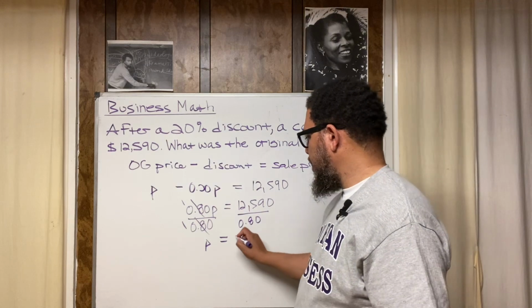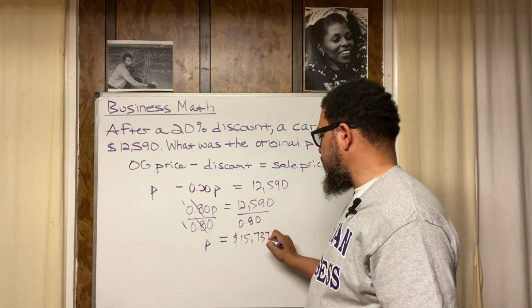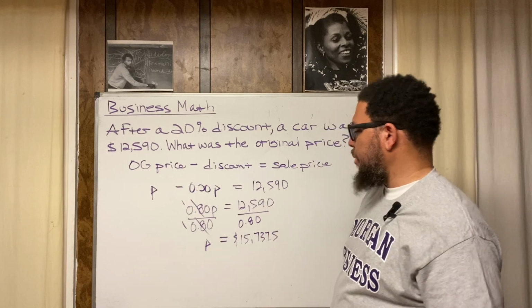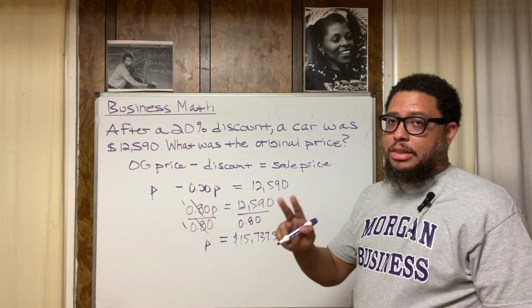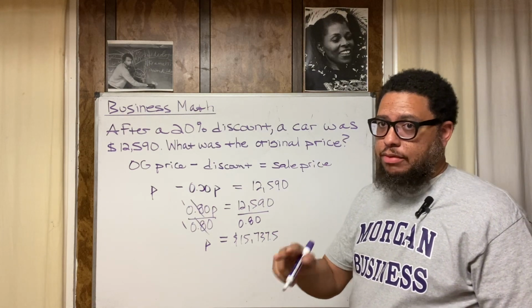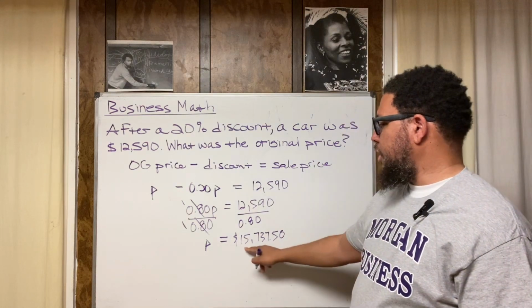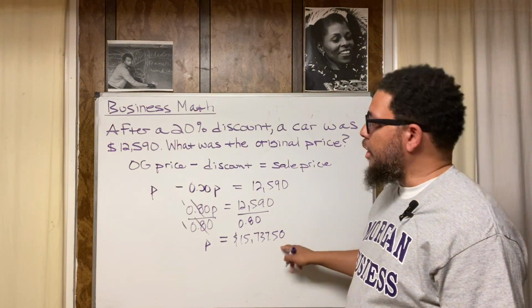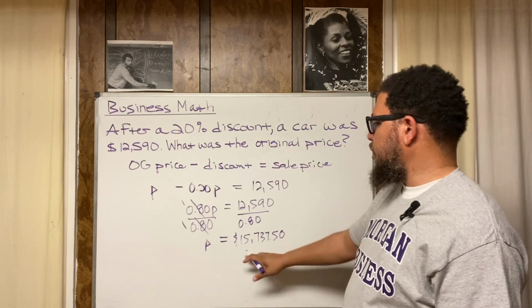15,737.5. So that means the original price was 15,737.5. Make it look like money. That don't look like money. How do you make it look like money? You should have 2 digits after the decimal point. If you got any digits after the decimal point, you should have 2 digits after the decimal point. So that means you put a 0 after that. Boom. $15,737.50. That was the original price.